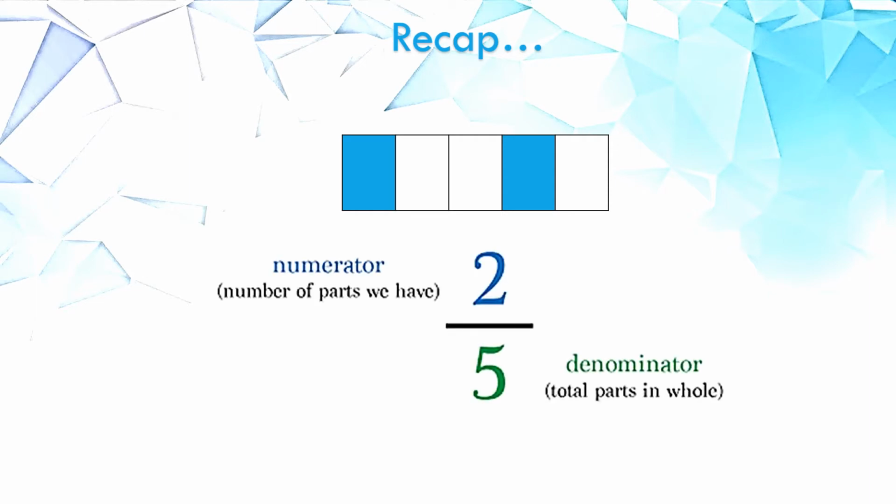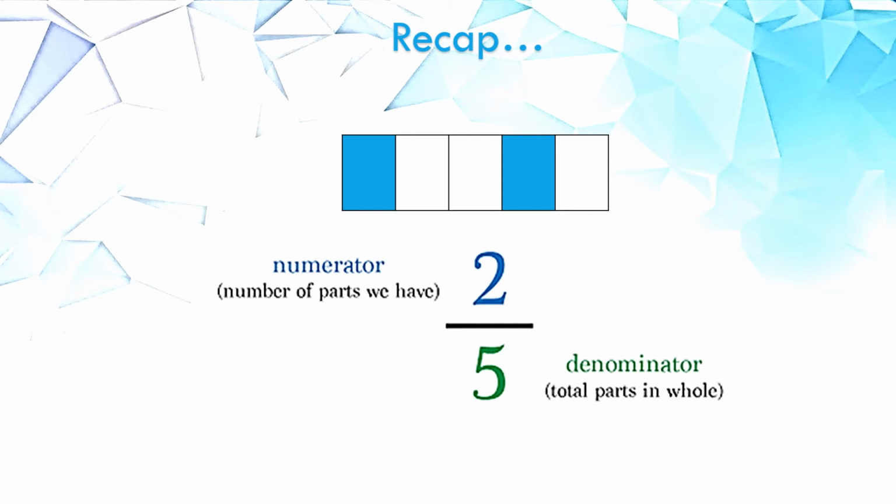In the given figure, total number of parts in whole are 5. From this, 2 parts are shaded, so we will write the fraction for shaded parts as 2 upon 5. Here 2 is the numerator, the number of parts we have colored, and 5 is the denominator, the total parts in the whole.